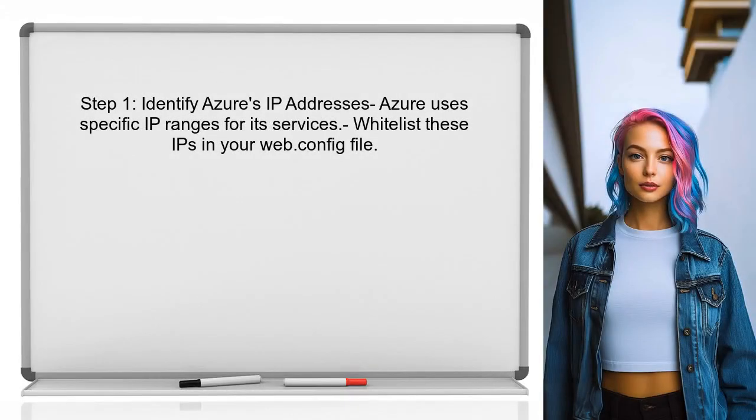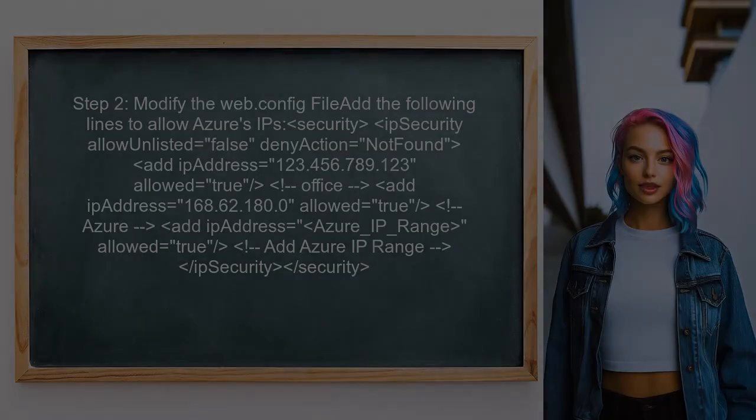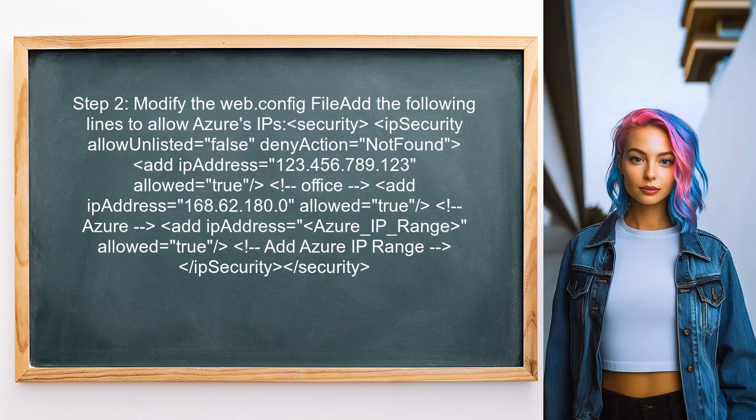To allow Azure's pings while keeping the IP security settings intact, the user should first identify the IP addresses that Azure uses for its internal services. Azure has a range of IP addresses that can be whitelisted. Next, the user can modify the web.config file to include the Azure IP ranges. This will ensure that the pings from Azure are allowed while still blocking unlisted IPs.